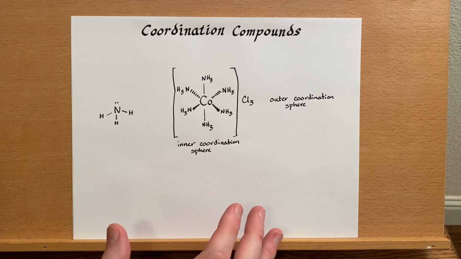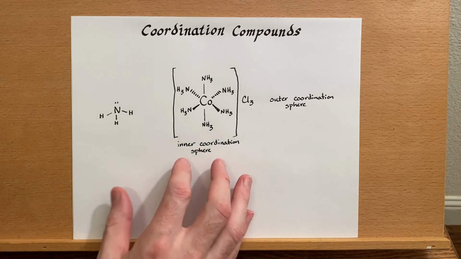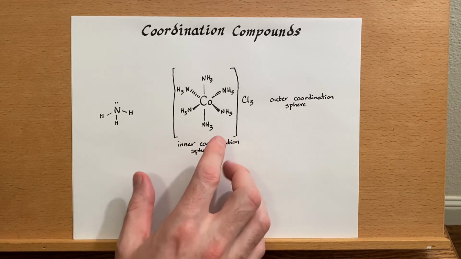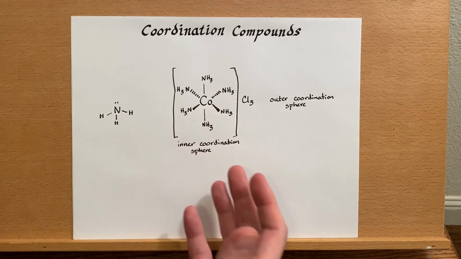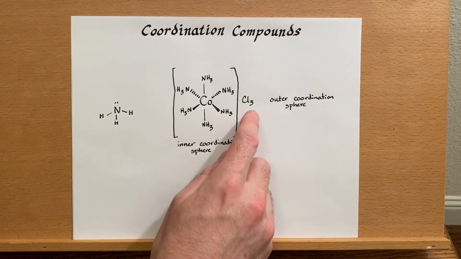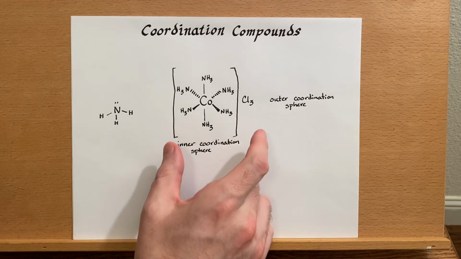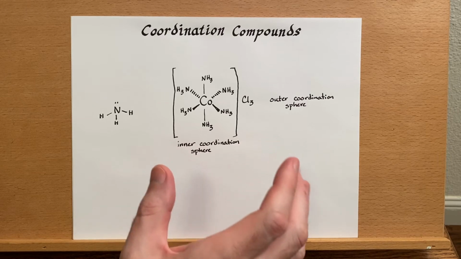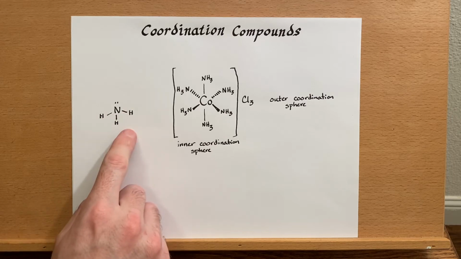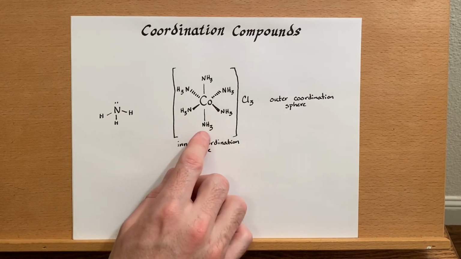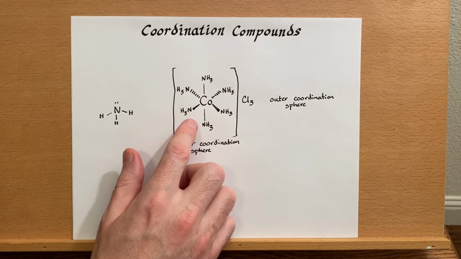Now, coordination compounds are divided up into two portions. We have the inner coordination sphere, and that's everything that's directly attached to the metal. And then we have the outer coordination sphere, and that's everything not directly attached to the metal, but still associated with this compound. So you may notice here that all of these ammonias, NH3, are a neutral compound. So we have no charge for all of these ligands.